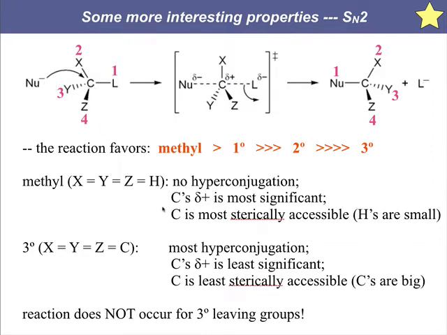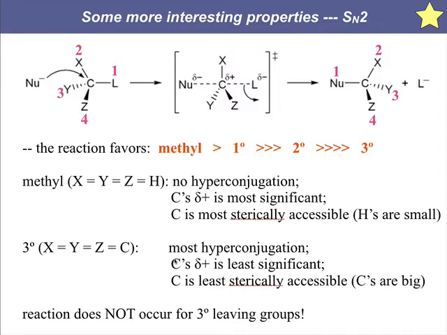So in addition to the carbon being sterically accessible, it also will have the most positive charge on it. If, on the other hand, at the other extreme end of this continuum, we have a tertiary carbon, meaning that X, Y, and Z are also carbons, we've got lots of hyperconjugation from the overlap of these groups. If you don't remember hyperconjugation, go back and look at your notes. Make sure you understand that.